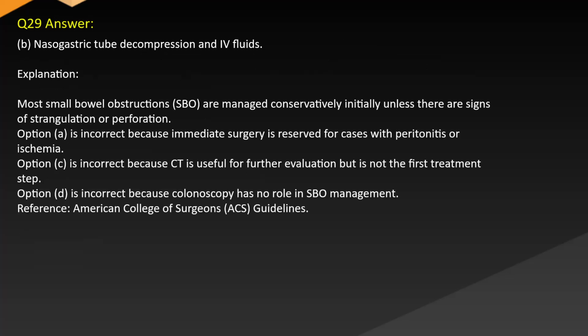Answer: B. Nasogastric tube decompression and IV fluids. Explanation: Most small bowel obstructions (SBO) are managed conservatively initially unless there are signs of strangulation or perforation. Option A is incorrect because immediate surgery is reserved for cases with peritonitis or ischemia. Option C is incorrect because CT is useful for further evaluation but is not the first treatment step. Option D is incorrect because colonoscopy has no role in SBO management. Reference: American College of Surgeons, ACS Guidelines.